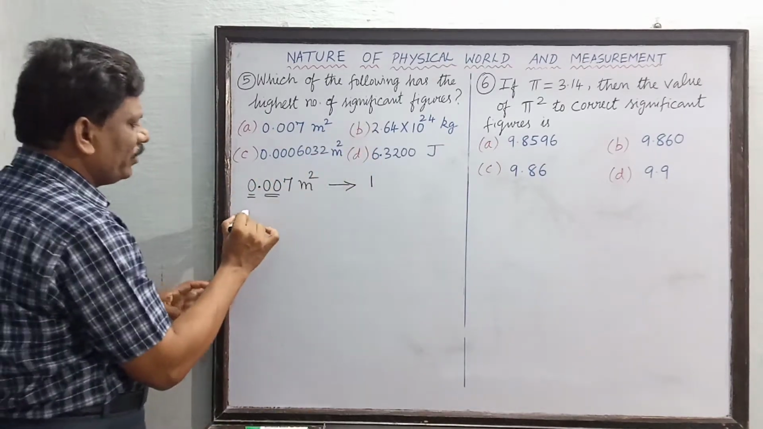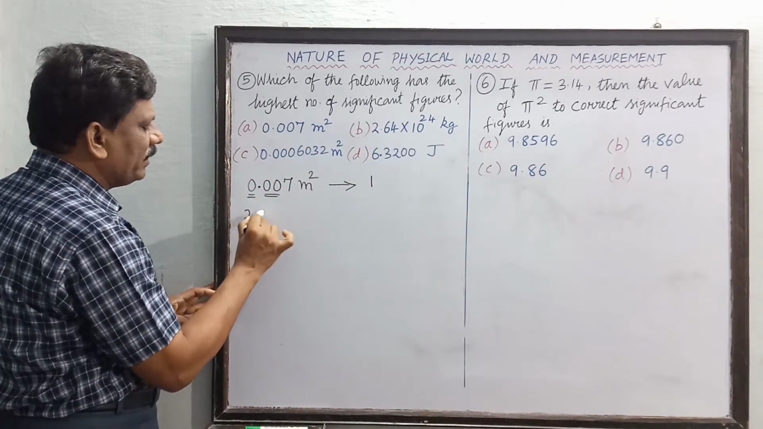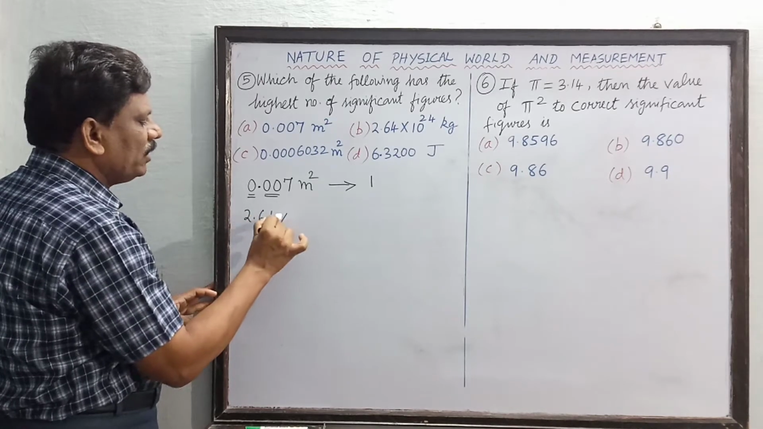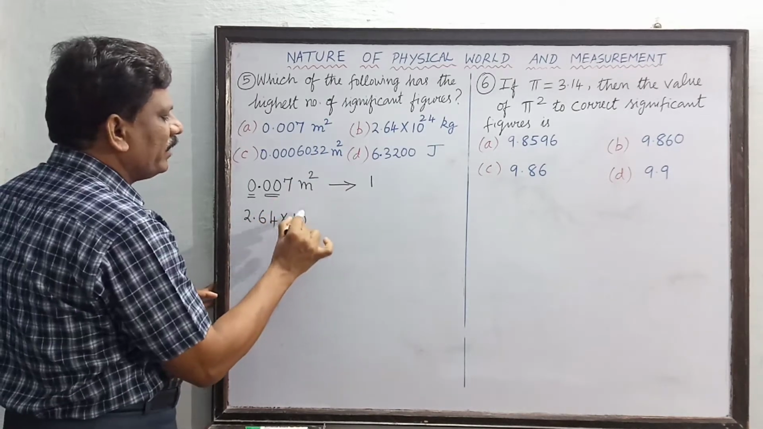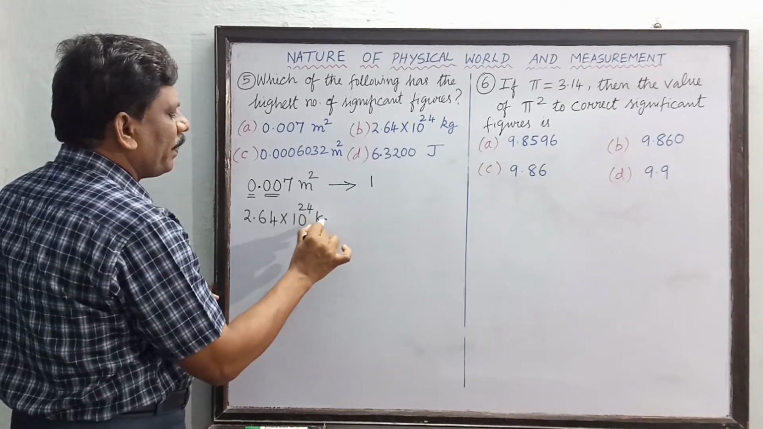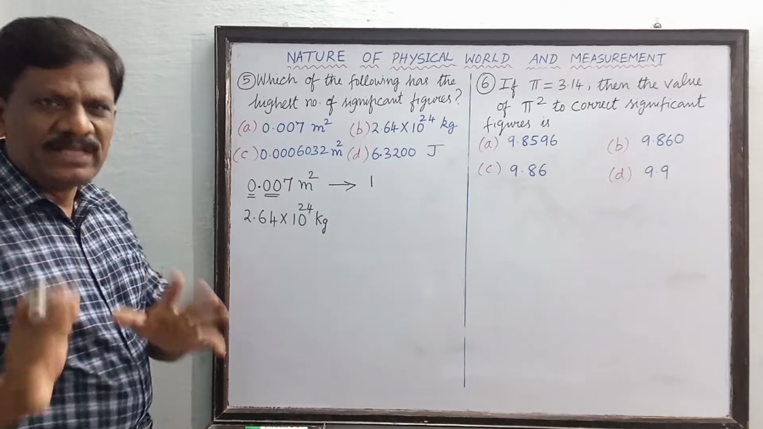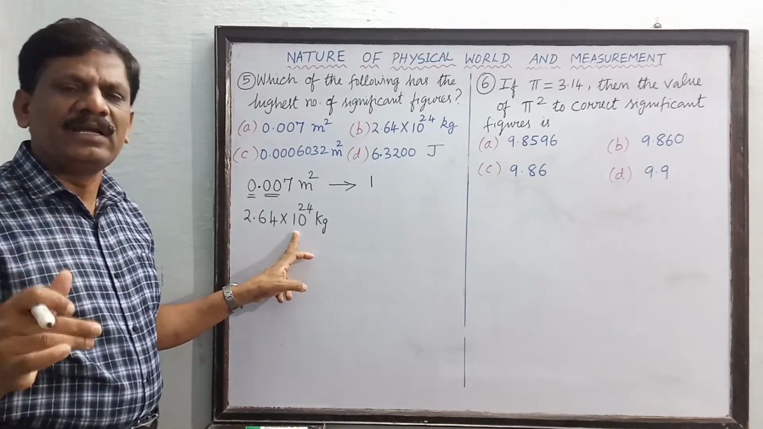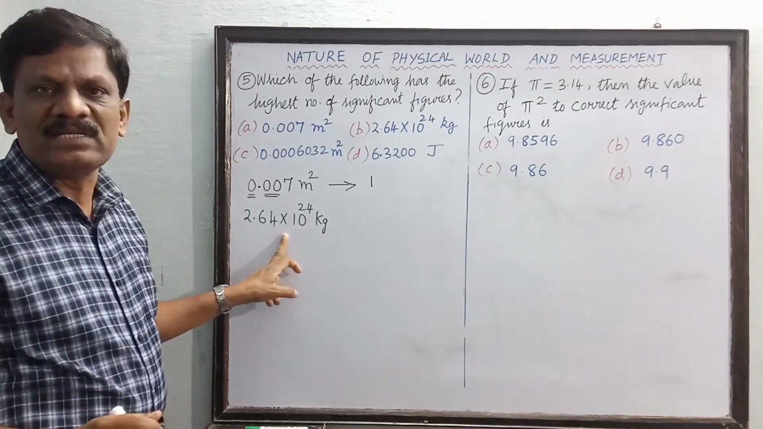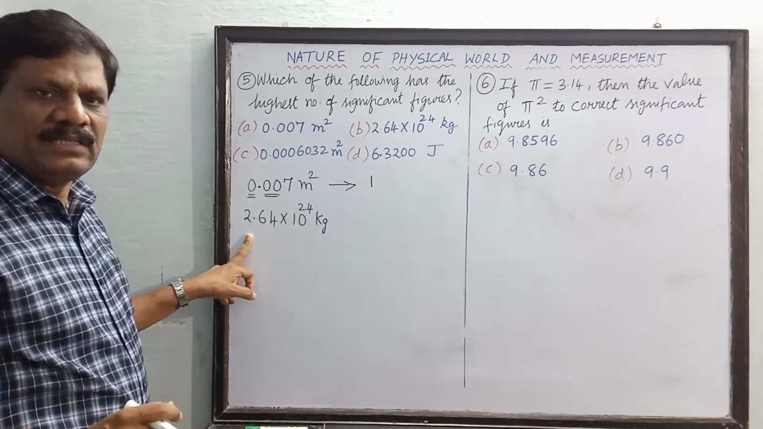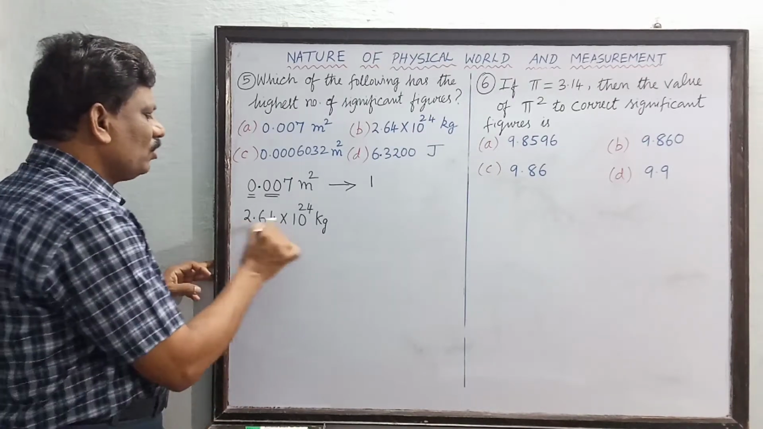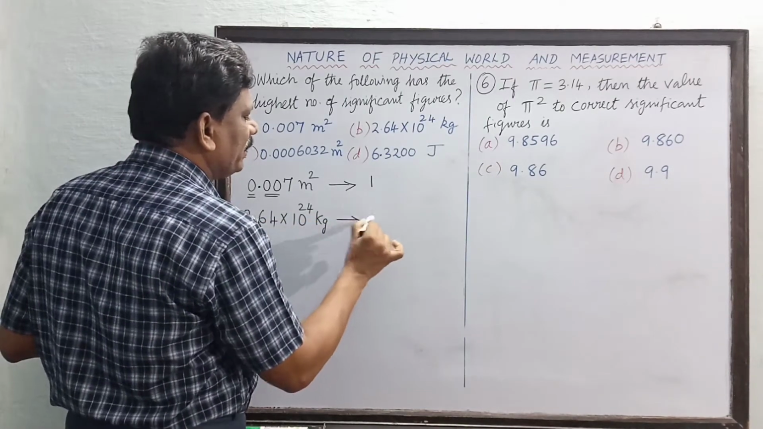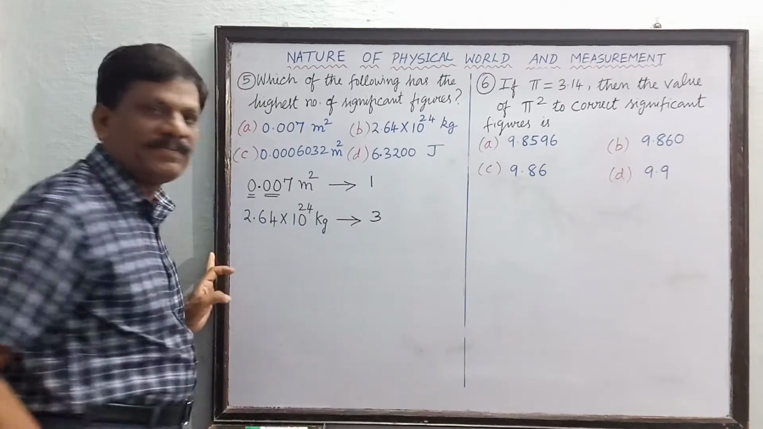Now the second number you take, 2.64 into 10 raised to the power 24 kilogram. Now very clearly the 10 powers do not have any significance. The remaining all the 3 digits are non-zero digits. Okay, they have significance. Therefore 2.64 has 3 significant figures.